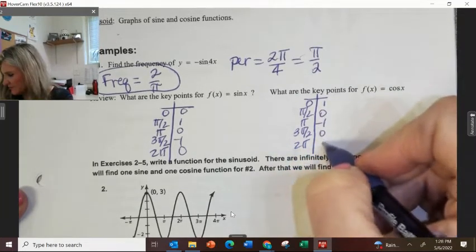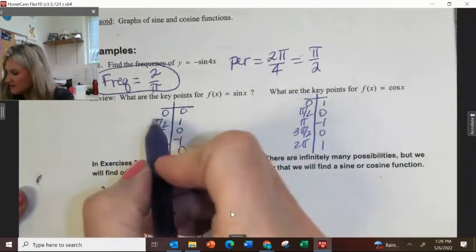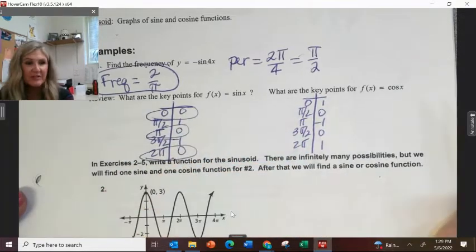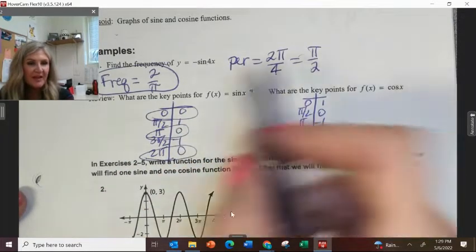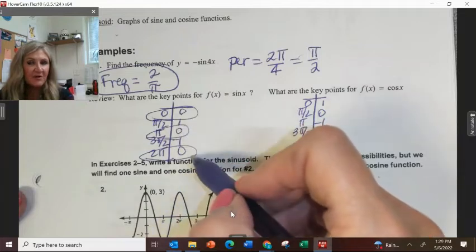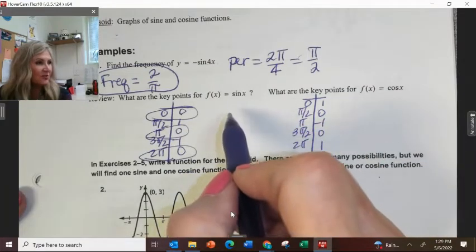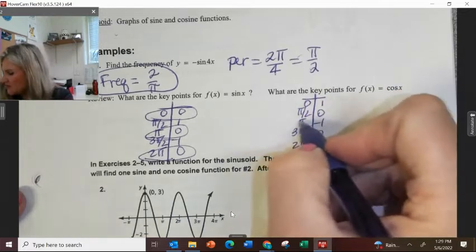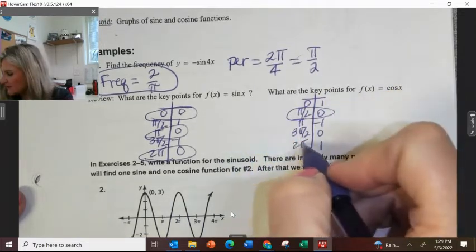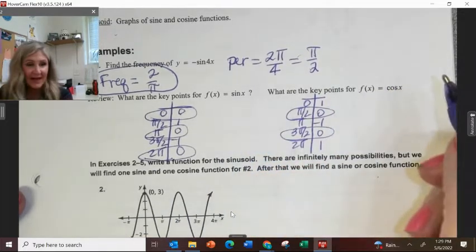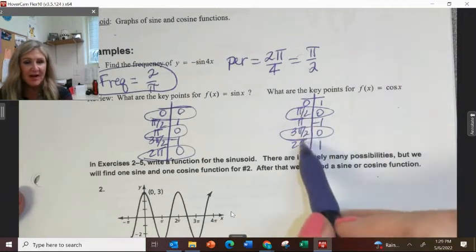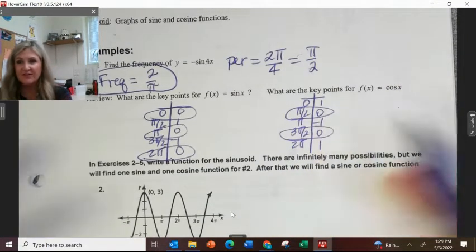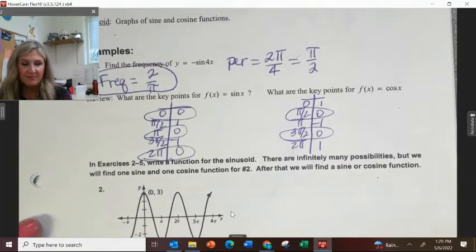Good. All right, so on sine, we know this first, third, and fifth value will always be the same. If they are something other than 0, what does it tell us we have? A shift what? Up or down, good. For cosine, our values that are the same that are on that axis are going to be here at pi over 2 and 3 pi over 2. And if those are different, that's also going to be a shift up or down.